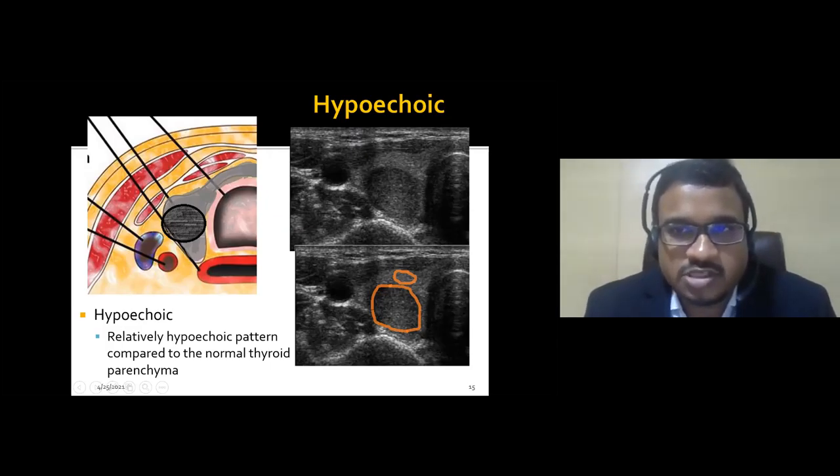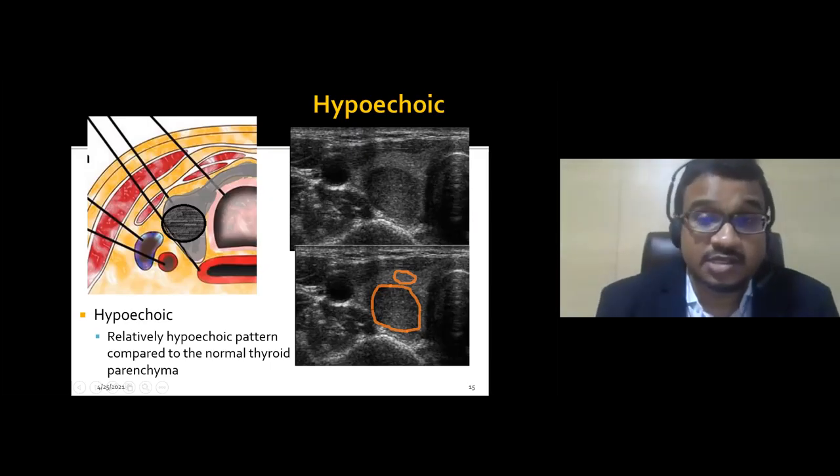So when the echogenicity of the nodule is less compared to the normal thyroid tissue, usually we check the echogenicity on the ipsilateral side. If it is not available, then we check on the contralateral side. Even then, if the entire gland is abnormal, then we have to compare it with the normal submandibular gland. So this is a hypoechoic nodule. These hypoechoic nodules are suspicious.